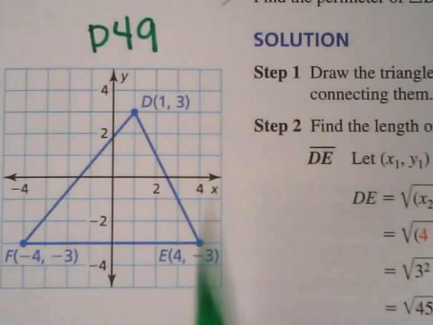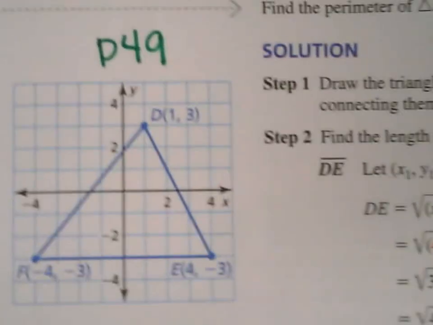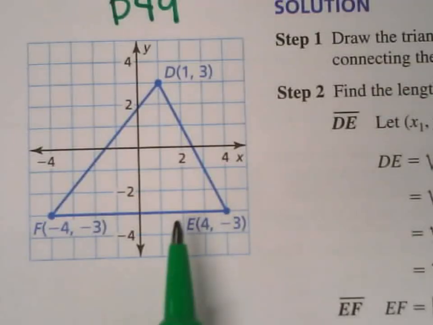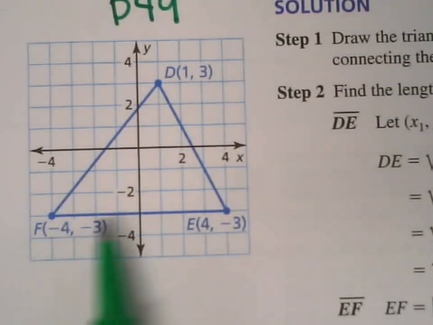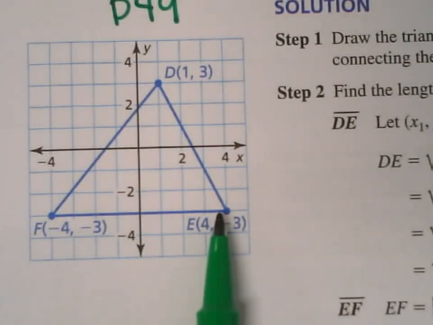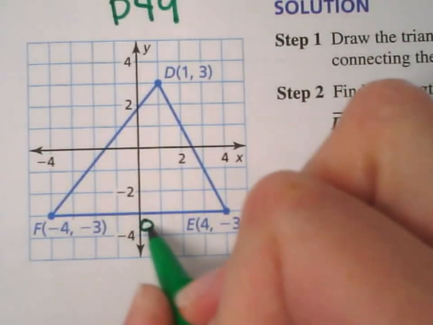So on page 49 in your books, there's an example, example 2. We're going to talk about this example. We need to find the perimeter of DEF. The easiest side to start with is this horizontal side here, and you're just counting the spaces. To get from here to here, we're going 4 spaces to get to the axis, and then 4 more spaces. So it's a total of 8. So this distance is 8.